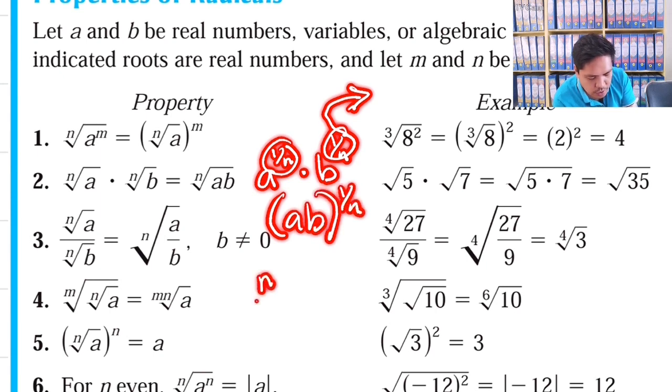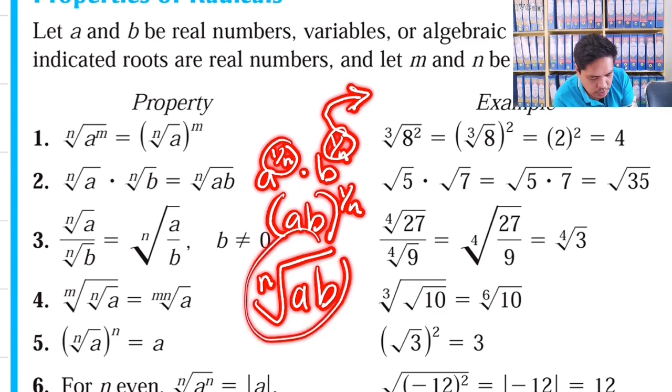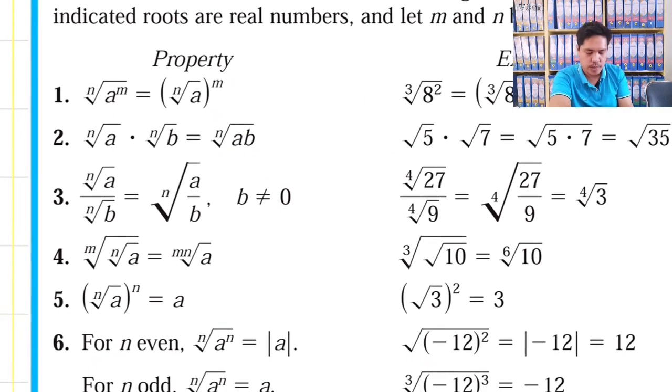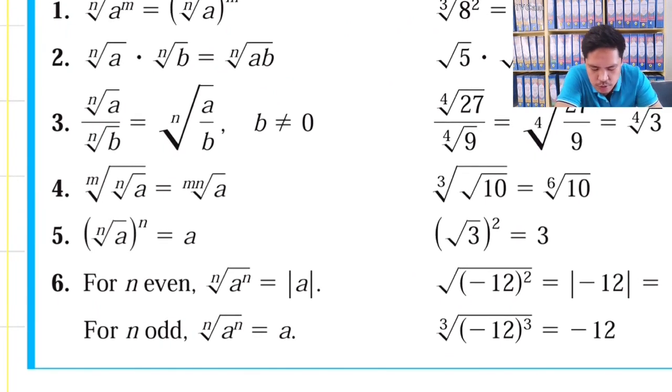So, that is nth root of ab. Ayan. Nth root of ab. Okay? So, sa third property, ganun pa rin. The same naman siya. Parang imagine nyo na lang to as exponent. Yung root is also exponent. Okay? So, pwede siyang ilabas na lang.